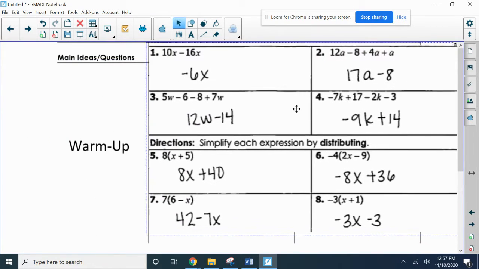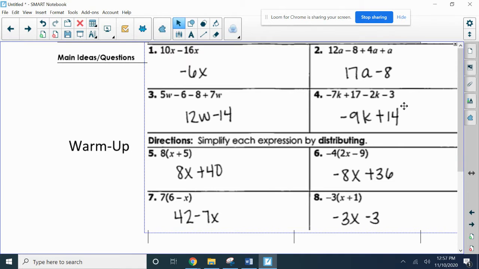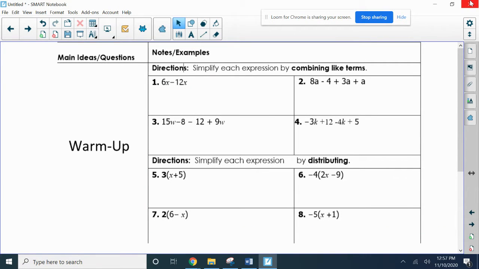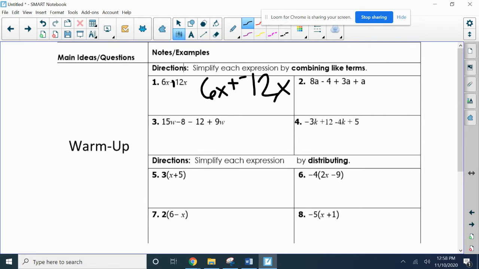So for this first one, 6x and negative 12x. Remember, you have to make this plus, so 6x minus 12x. Remember, you have to treat that 12 as a negative, so you make this plus a negative. So now I have a positive 6 and a negative 12, so we're going to end up with negative 6x, because when I have a positive and a negative, you subtract. Keep the larger sign. Same thing on 2.